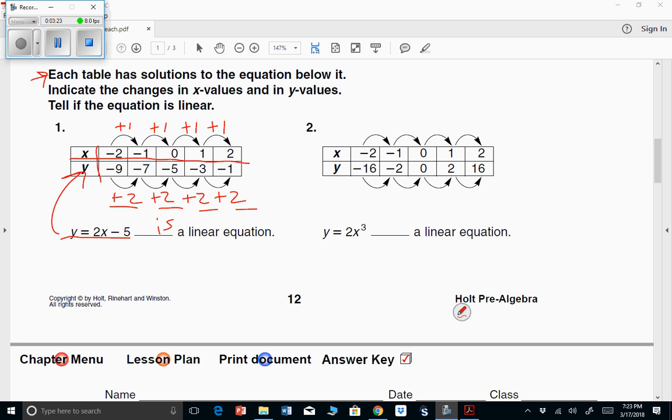Now over here we've got plus 1, plus 1, plus 1, but here we've got plus 14, plus 2, plus 2, plus 14. That is not constant. So y equals 2x cubed, which can be used to generate that, is not a linear equation. And you should be able to tell that because you see that this x has been cubed. If x has been cubed or squared, it's not going to be a linear equation.